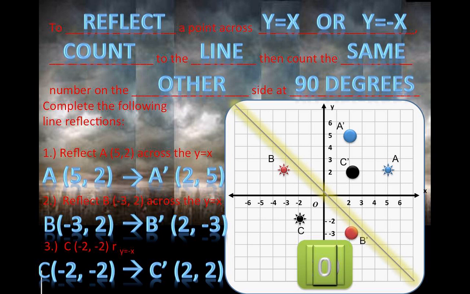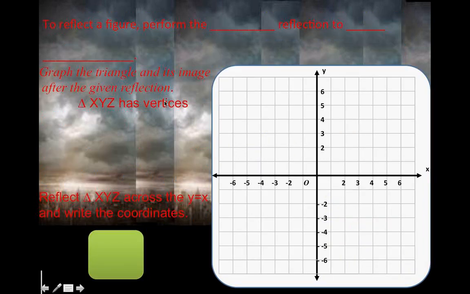We're going to go ahead and move on. We want to reflect a figure. This time we're going to take a whole triangle and perform the same reflection to all points on that figure, just like we have done in the past. You're actually going to do this example on your own so that you get a little practice. Give it a try on your own.